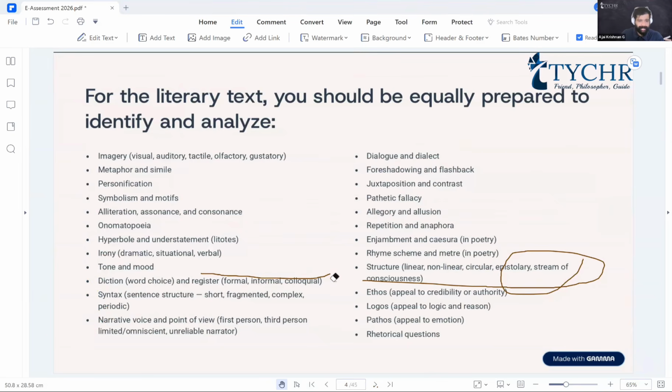But I know remembering this many concepts is a bit difficult at this last point in time. So I'm just going to make it a bit easier for you. These are the expected topics which you're supposed to cover. But if you ask me to make a short list out of it, I'll just select two or three out of it, something like imagery or metaphor, personification, symbolism and motifs, and of course, irony, tone and mood.